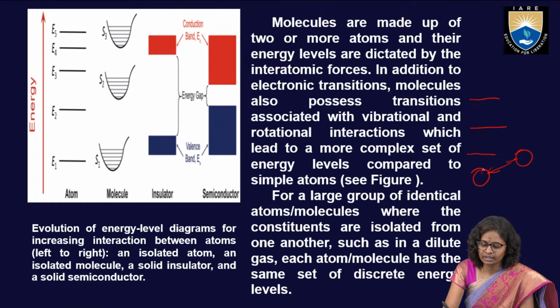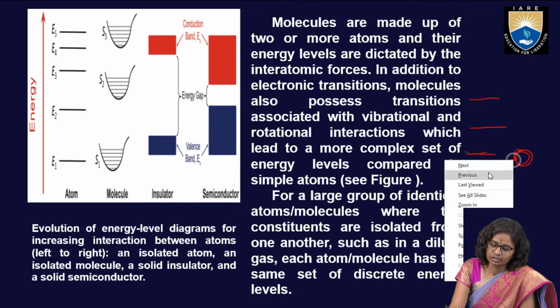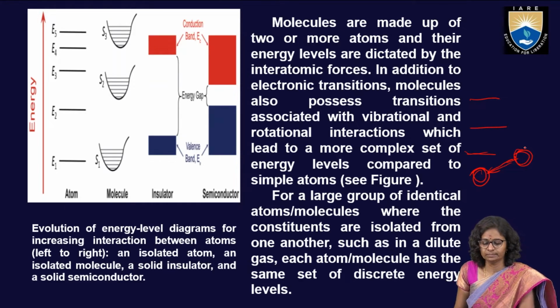If we have one atom, the energy levels are discrete. If we have more atoms, there is an influence on the energy levels, an interaction between these atoms. The splitting of energy levels takes place because the electrostatic field from one atom gets perturbed by the second atom.